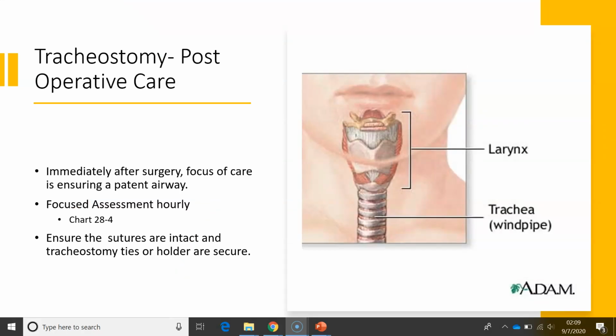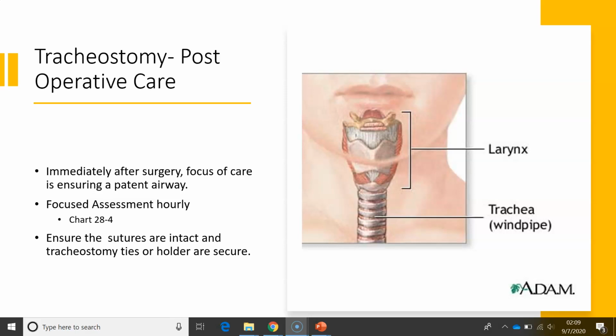Postoperative care. Immediately after surgery, focus of care is ensuring a patent airway. Focused assessments should be hourly and are put into great detail on chart 28.4. I would know chart 28.4. Ensure the sutures are intact and the tracheostomy ties or holder are secure.